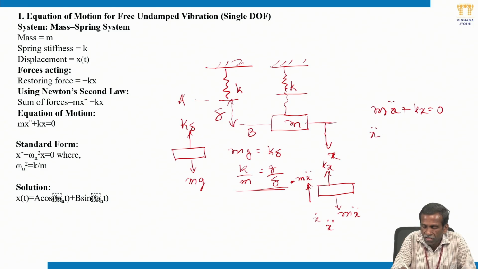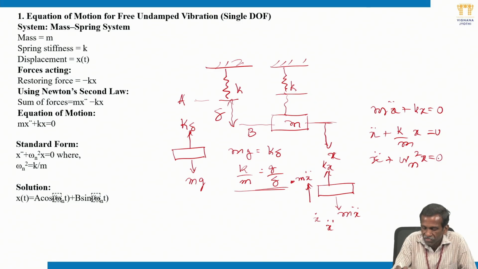Then this equation further you can write as x double dot plus k by m into x equal to 0. This is a second order differential equation, but it is basically a sinusoidal equation, because it is oscillating. We can say k by m is omega n square, so the equation is x double dot plus omega n square x equal to 0.